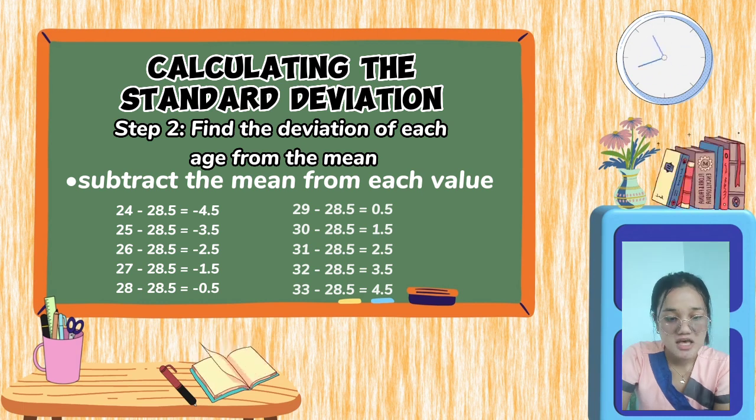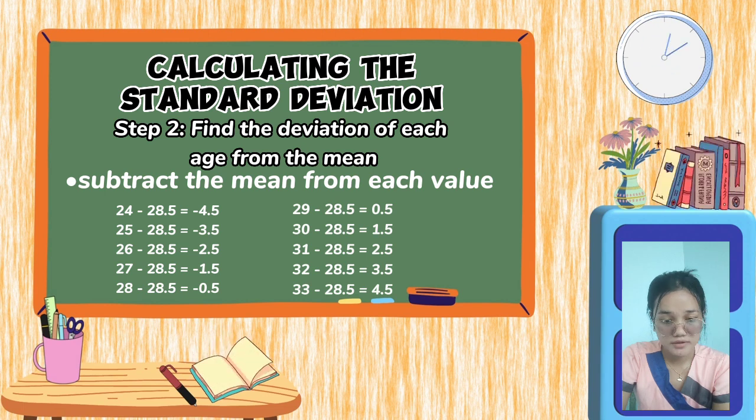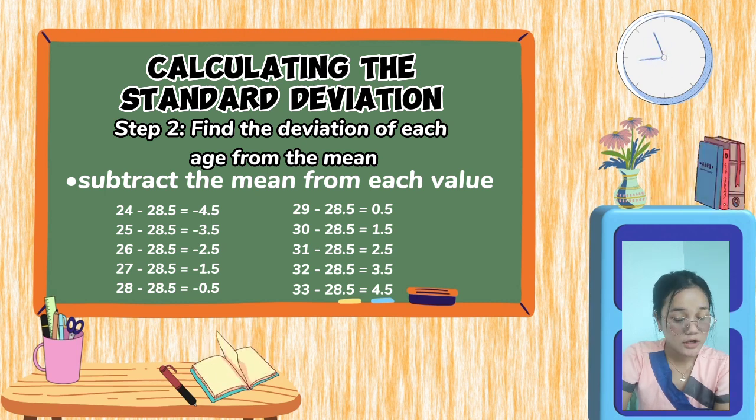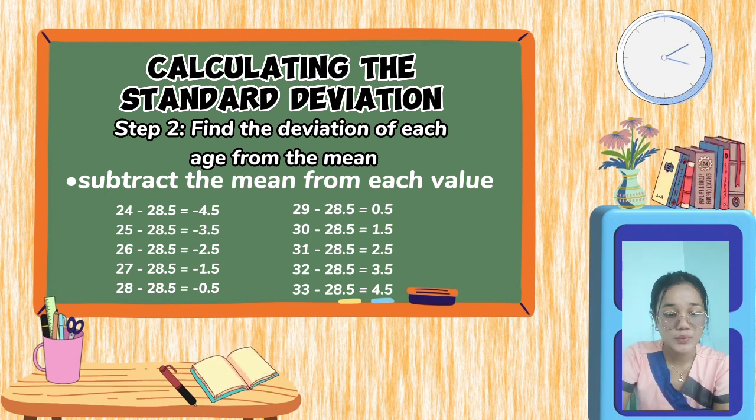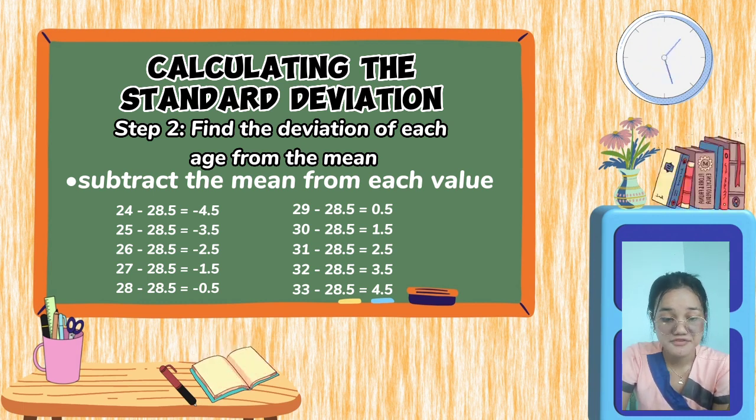For 26, negative 2.5. For 27, negative 1.5. For 28, we have negative 0.5. For 29, we have 0.5. For 30, we have 1.5. For 31, we have 2.5. For 32, we have 3.5. And for 33, we have 4.5.